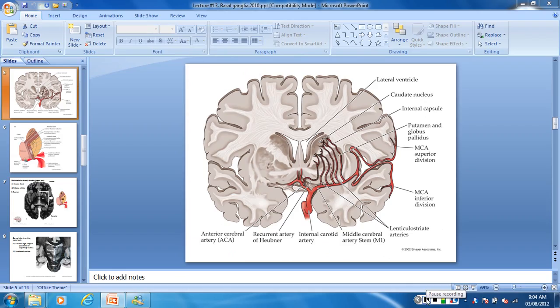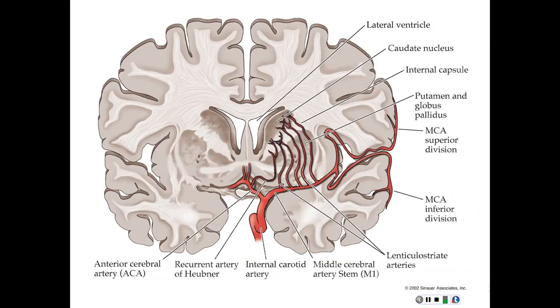Okay, so back to basal ganglia, and we have our different parts, the caudate, the putamen, and the globus pallidus, all of which are receiving these lenticulostriate arteries from the middle cerebral artery. And this is before this major artery gives rise to its superficial branches, which are supplying the frontal, parietal, and temporal lobes.